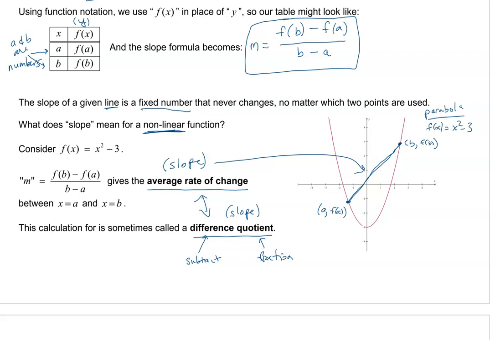All right, we're going to continue looking at a specific example working with this parabola on the next page, but I think I will go to part 2 to do that.